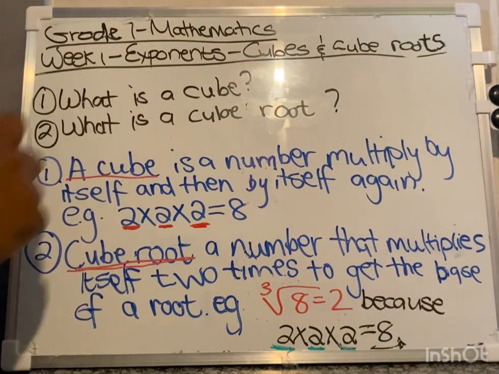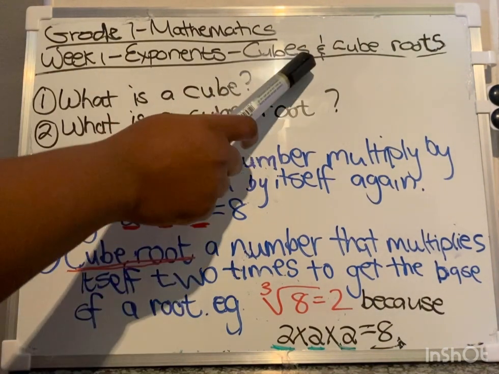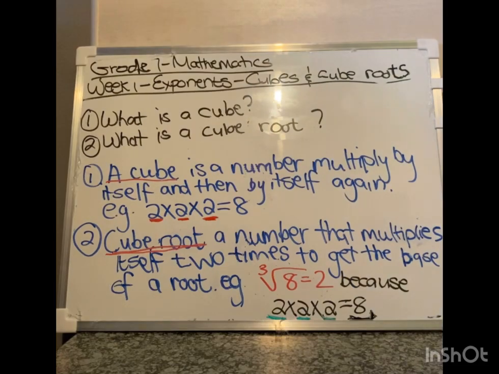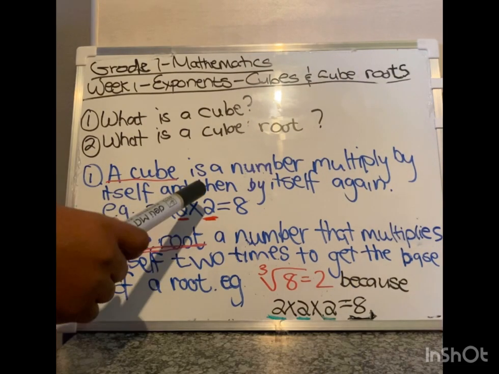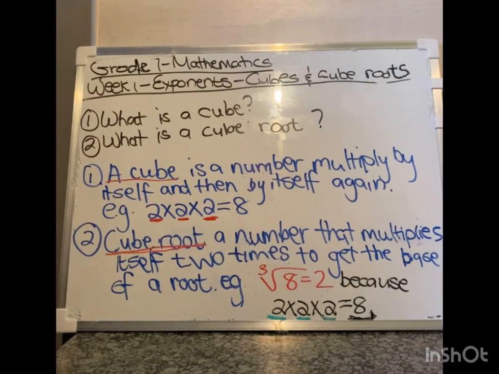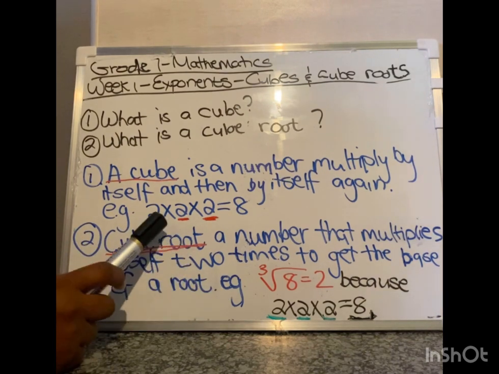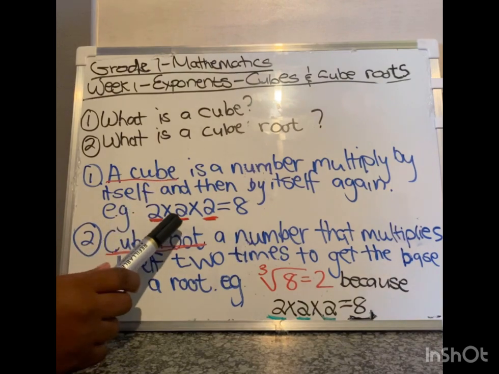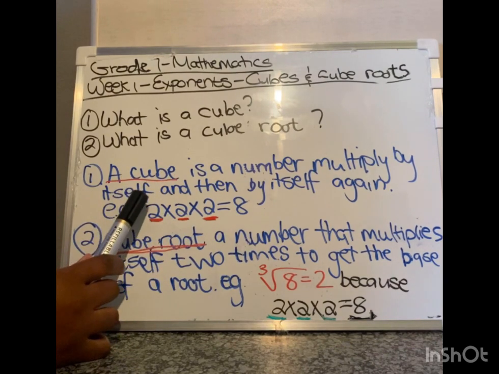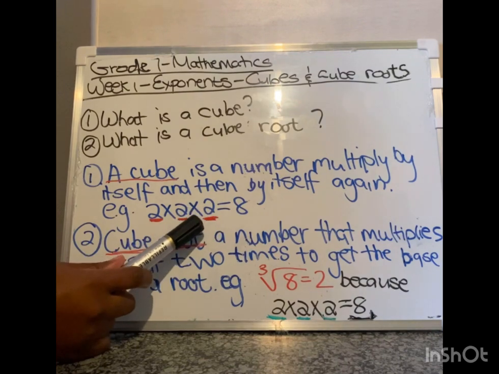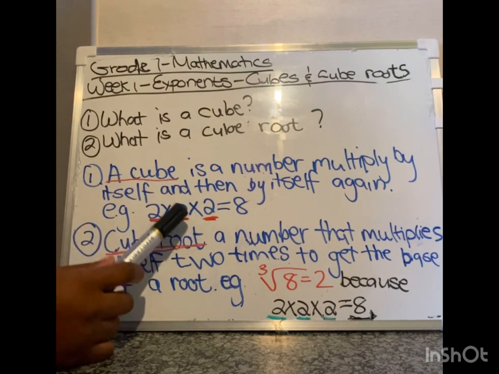Week 1, we're still under exponents. We are going to be doing cubes and cube roots. So a cube is a number multiplied by itself and then by itself again. An example of this would be that we take 2, a number, multiplied by itself, times 2, and then by itself again, times 2 again. So that is what a cube is.